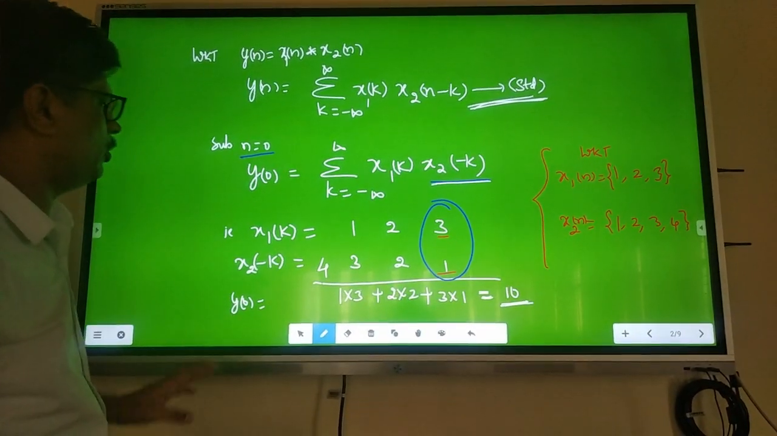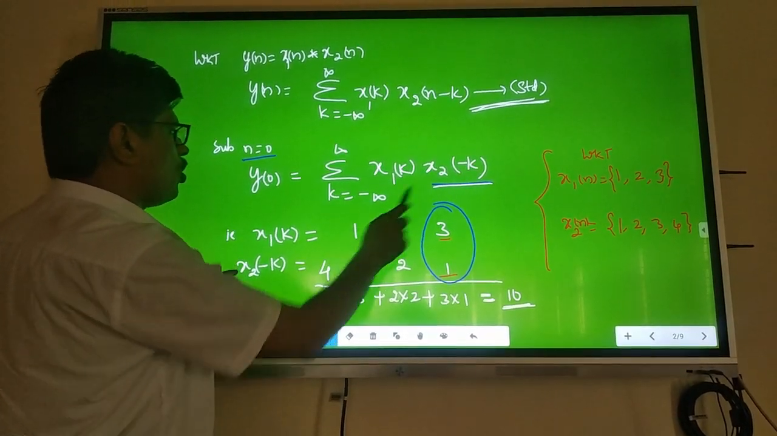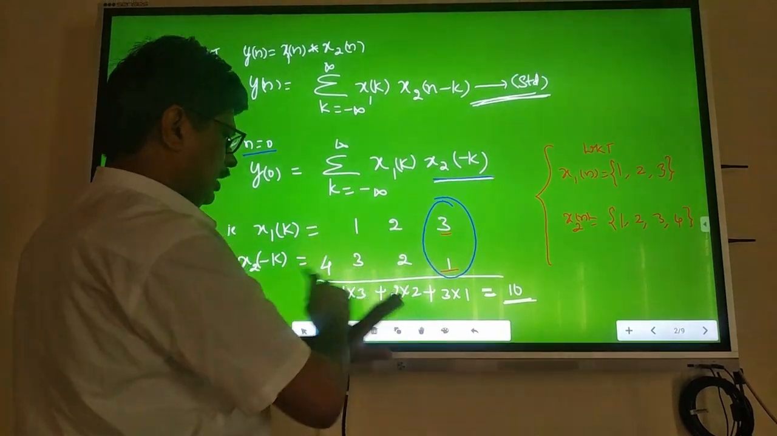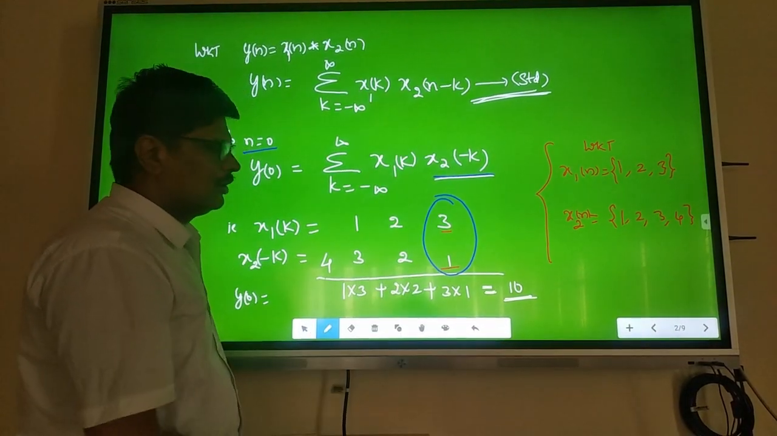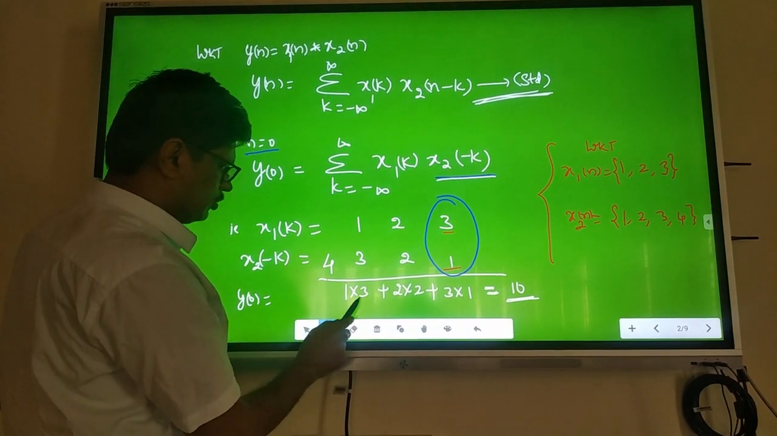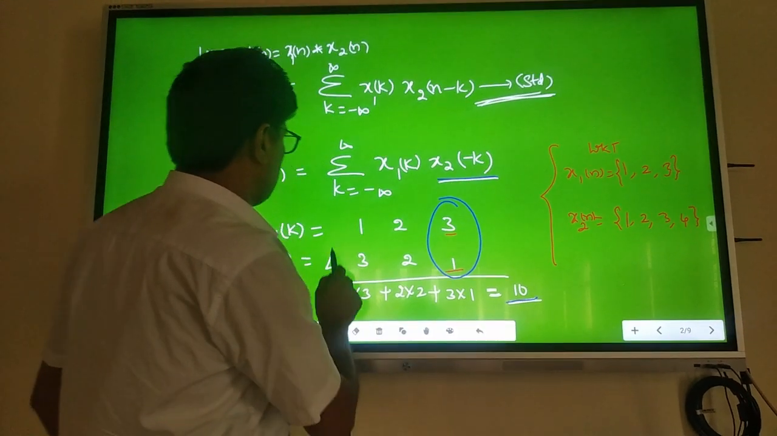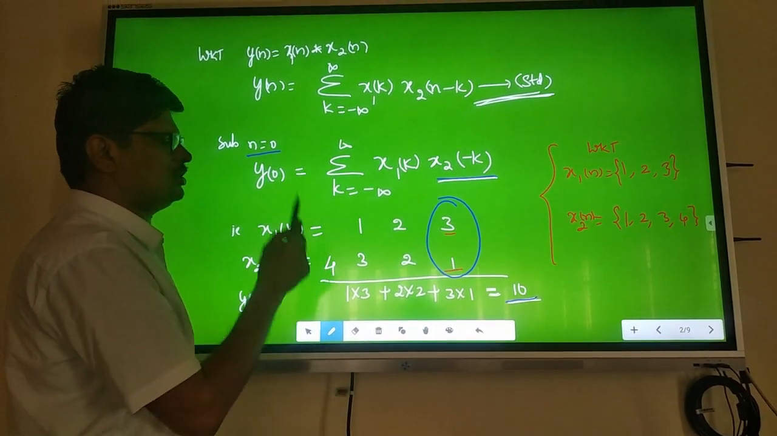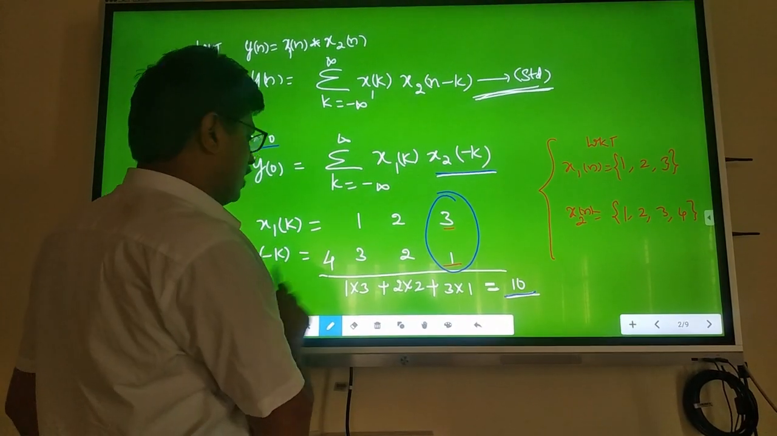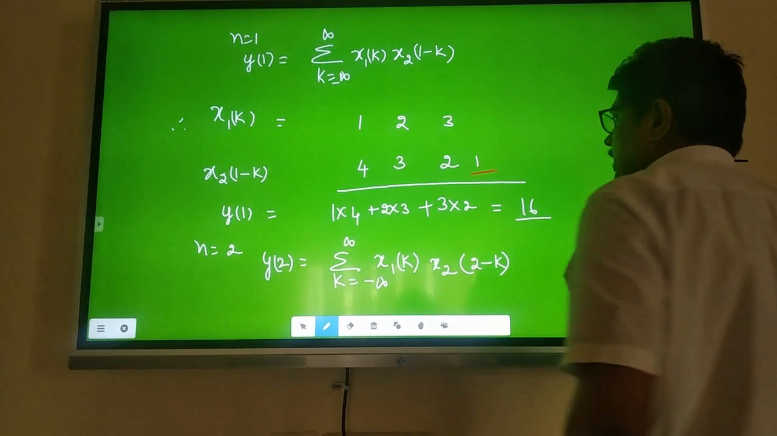Shifted one more. Here also we are doing the same way. x1[k], no change, write as it is. x2[-k]: first you write the mirror image, then multiply and add. For example, 3 into 1 is 3, 2 into 2 is 4, 1 into 3 is 3. 3 plus 4 plus 3 is equal to 10. The rest is 0, since 4 into 0 is 0. So y[0] is 10. This is the first output sample.